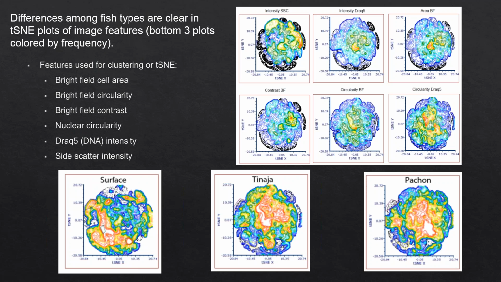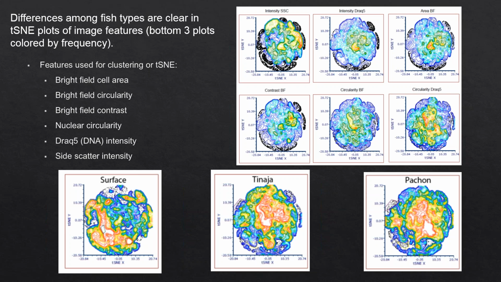All right, so what does this look like? Here I'm just taking DAF files, opening those directly in FCS Express after I've set up all my features in IDEAS, and then running tSNE on them. Here I've settled on 6 different feature values, just as an example. And the bottom 3 plots are colored by frequency. So we've got tSNE X versus tSNE Y for a surface fish, or the Tinaja cavefish or the Pachón cavefish. And these are merged, a bunch of samples and a bunch of replicates.